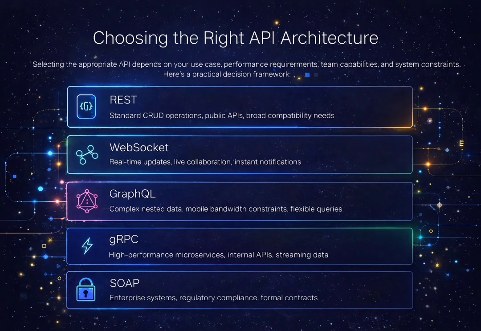Now, the question is how to choose the right API type. Selecting the appropriate API architecture depends on your use case, performance needs, and team capability. Conclusively, use REST for CRUD operations, WebSocket for real time updates, GraphQL for complex nested data, gRPC for high performance microservices, and SOAP for regulated enterprise systems. So choose the API that fits your problem, not the trend.